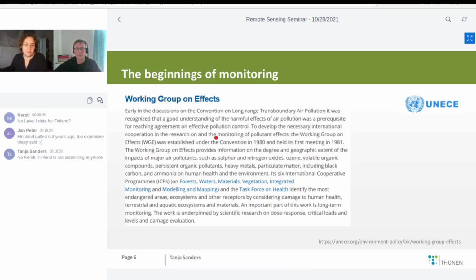The beginning of monitoring was a political decision at the level of the UNECE. The working group on effects started this discussion, and we had the development of different international programs. It's the ICPs on forests, waters, materials, vegetation, integrated monitoring, modeling and mapping, as well as the Task Force on Health. Because besides the forest dying, people were worried that really the high deposition and air pollution would impact the health of people.